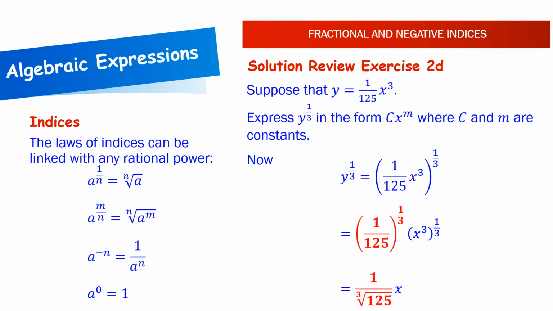And now rewriting this expression gives us 1 over cube root of 125 multiplied by x, which of course simplifies to 1 over 5 times x.